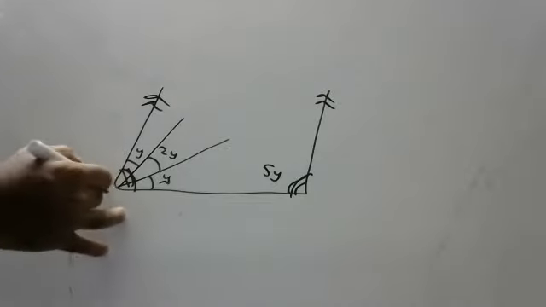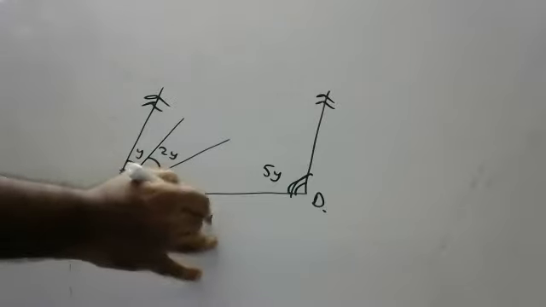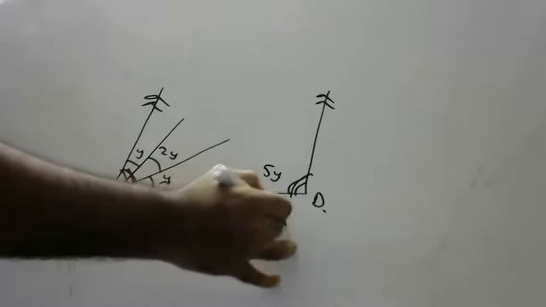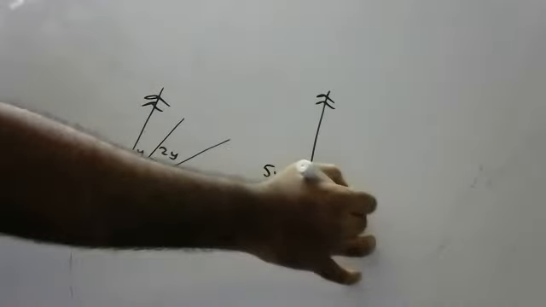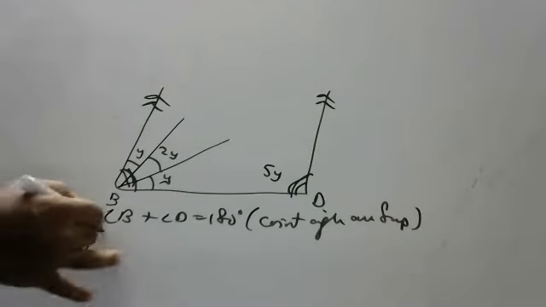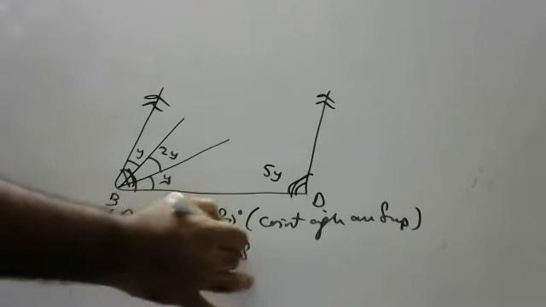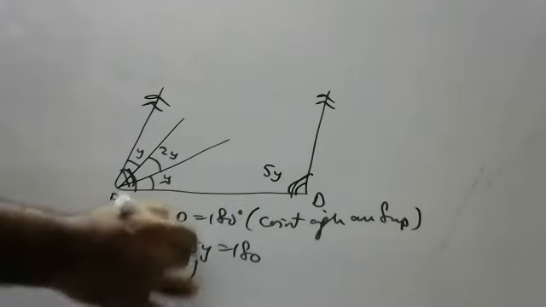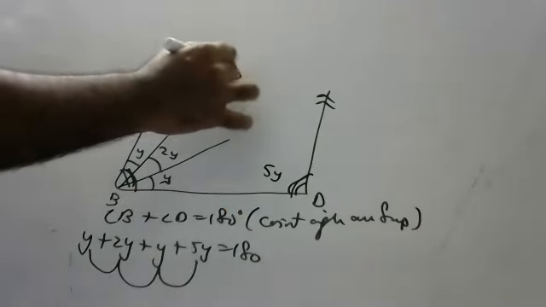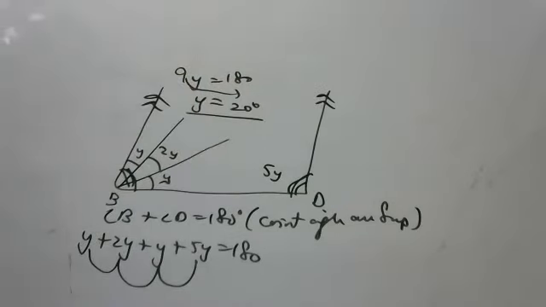Children, try to understand. This is B and this is D. Angle B plus angle D is equal to 180 degrees because co-interior angles are supplementary. y plus 2y plus y plus 5y is equal to 180. 3y, 4y, 9y. 9y is equal to 180. y is equal to 180 by 9, 20 degrees. So children, y is how much? 20 degrees. That's all.